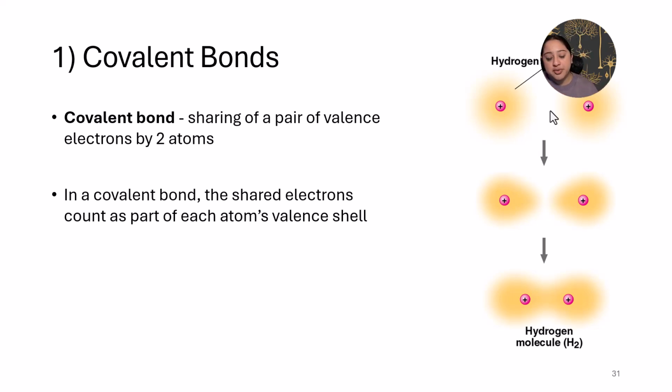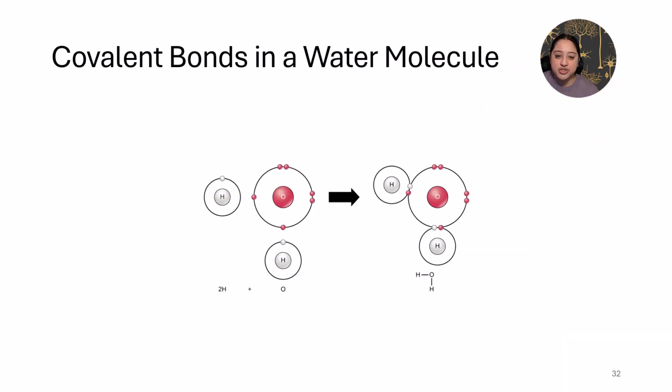So in a covalent bond, the shared electrons count as part of each atom's valence shell. I think there's another picture too. Yeah, here. This one is showing you the cloud, but here is another one, a figure with a water molecule. So here's a hydrogen, and again, it only has 1 valence electron, and it wants to fill up a second spot.